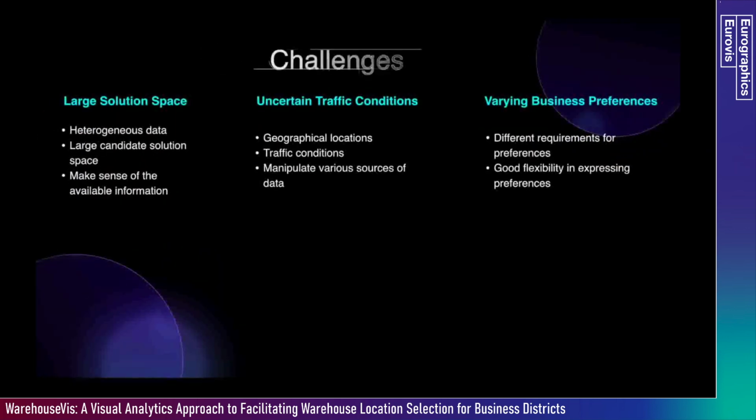To tackle the problem of warehouse location selection, we need to address the following challenges. The first is the large solution space. Organizing relevant heterogeneous data is very expensive, especially due to limited budget and constraints of human resources. Failure to make sense of the valuable information may cause bad events, even bad warehouse selection. Second, uncertain traffic conditions. As we mentioned, location is very important, but only considering the distance is not enough without considering the traffic conditions.